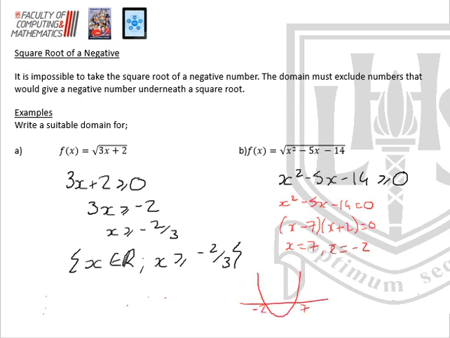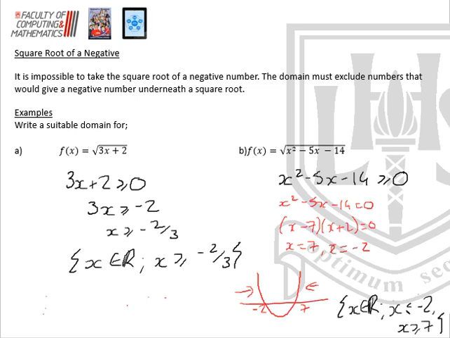So if I want this to be above 0, I'm looking at this area here and this area here. So, going back to my domain, that means x can be anything in the real numbers as long as x is less than or equal to negative 2, and x is greater than or equal to 7. So that's my set notation there for the domain.